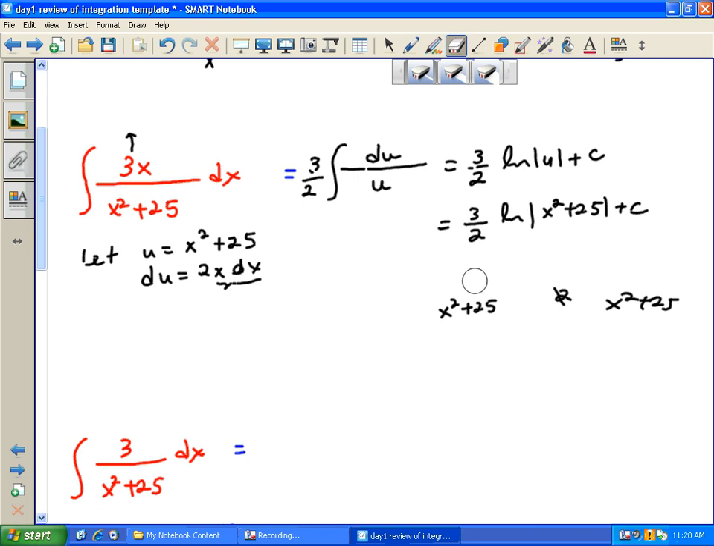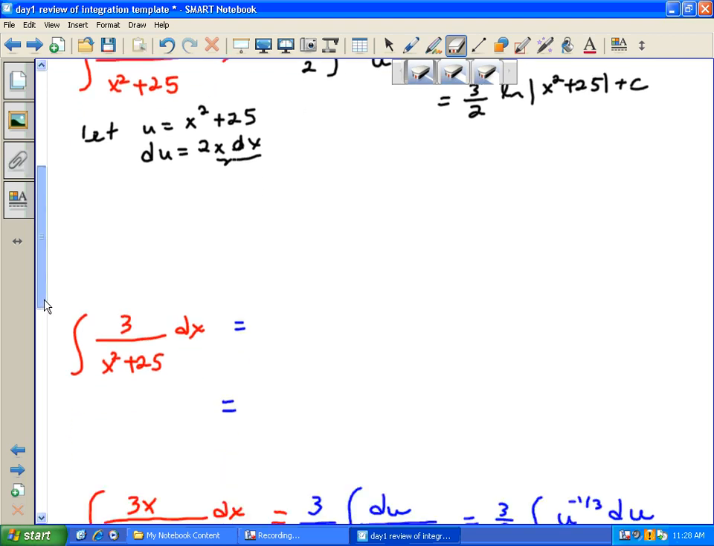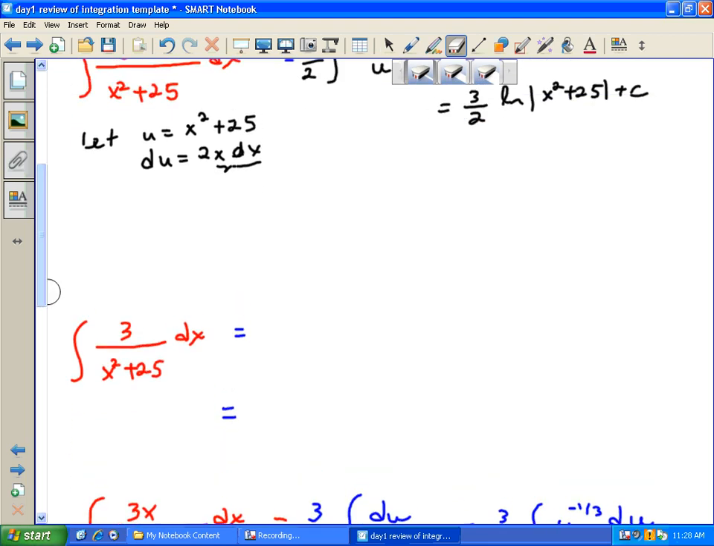Now sometimes checking can be very time consuming, so I'm not suggesting that you check every time. But from time to time, it cannot hurt. It's also good practice on differentiation when you check your answers. How about the very next example you see on the screen? This one. How would you go about this one? It's so similar to the last example, but can we use u substitution here? Think about it.